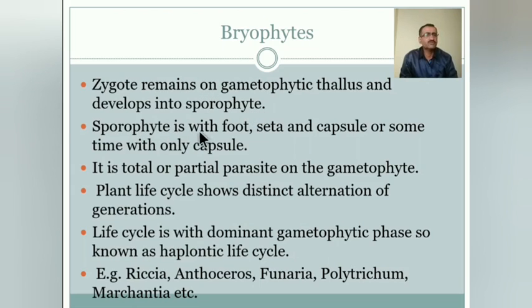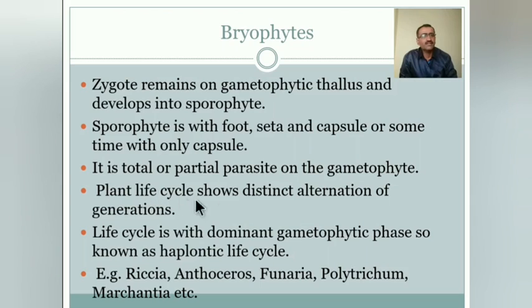Sporophyte is with foot, seta and capsule, or sometimes with only capsule. Thalloid plant body is there, and that sporophyte has a foot-like structure, seta and a circular capsule. That is known as the sporophyte. That is the structure of sporophyte. It is totally or partially parasitic on the gametophyte. Let us see here. In the initial stage, the sporophyte depends for food on the gametophytic plant body.